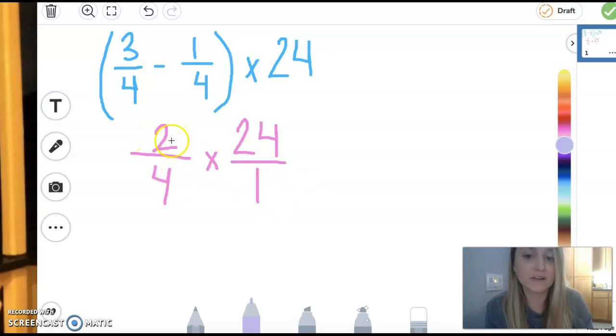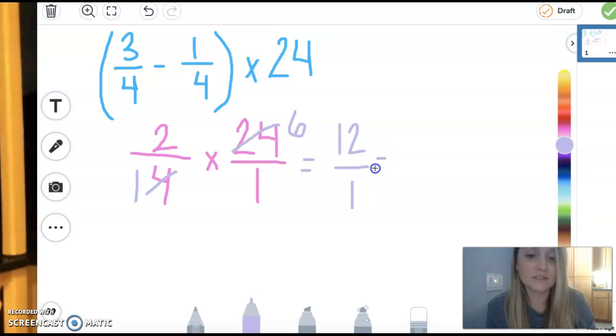2 and 1, I don't have anything in common, but 4 and 24, I have 4. So I'm going to do 4 divided by 4 is 1. 24 divided by 4 is 6. Okay, so 2 times 6 is 12 over 1, because I know 1 times 1 is 1. So my answer would be whole number 12.